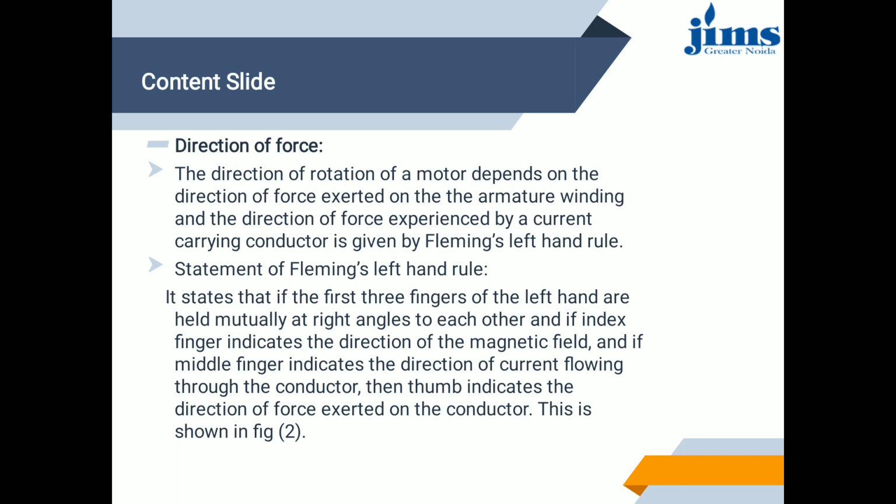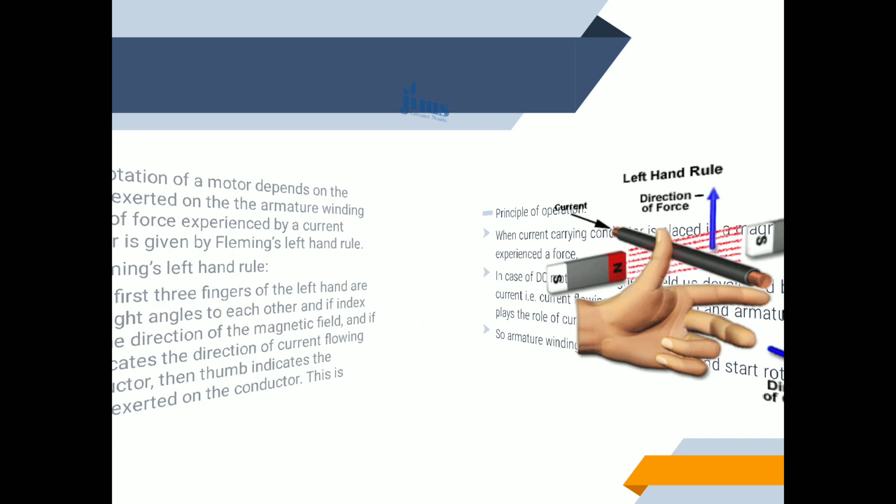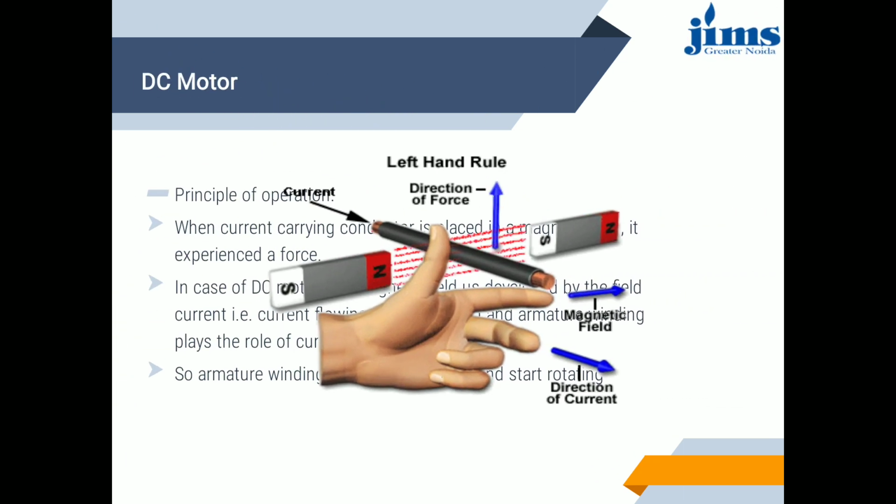Statement of Fleming's left hand rule, it states that if the first three fingers of the left hand are held mutually at right angles to each other, and if the index finger indicates the direction of the magnetic field, and if middle finger indicates the direction of current flowing through the conductor, then thumb indicates the direction of force exerted on the conductor. This is the actual figure. Middle finger shows magnetic field and upward current, and this one is left hand direction of force.